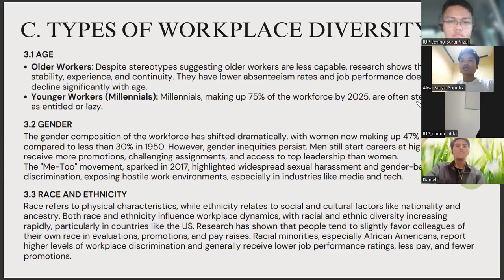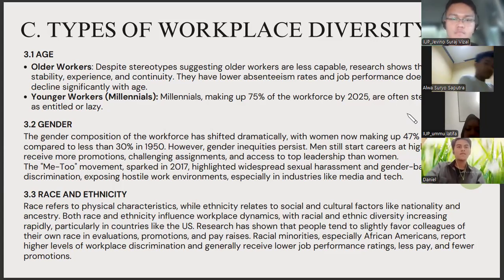The Me Too movement, sparked in 2017, highlighted widespread sexual harassment and gender-based discrimination, exposing hostile work environments, especially in industries like media and tech. Although progress has been made, gender bias in promotions and workplace culture remains a significant issue. However, awareness and legal action are helping shift these cultures.